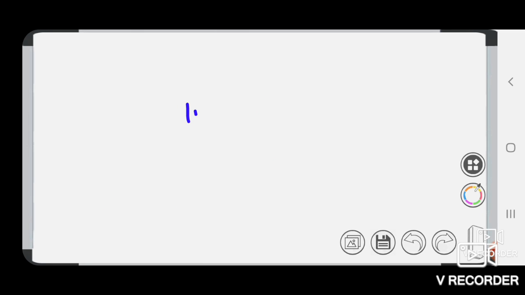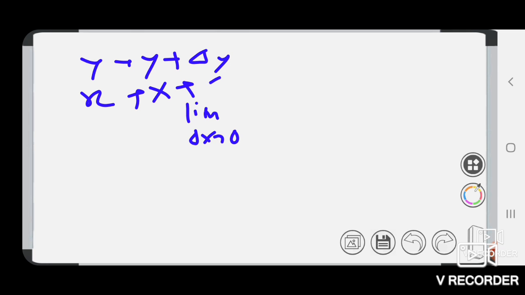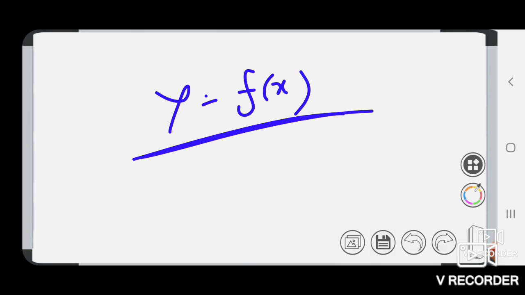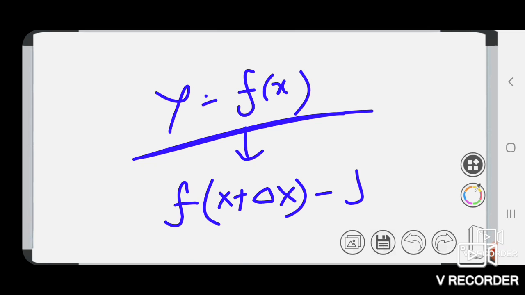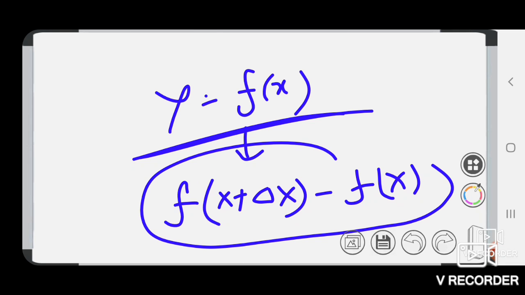Now as we know, limit del x tends to 0, del x is very small, that's why we are using the term del x tends to 0, del y by del x. Now how are we going to represent it? As in the picture, y grows to y plus del y, and x to x plus del x. If y is equal to f(x), then the growth of y with respect to x is f(x plus del x) minus f(x).